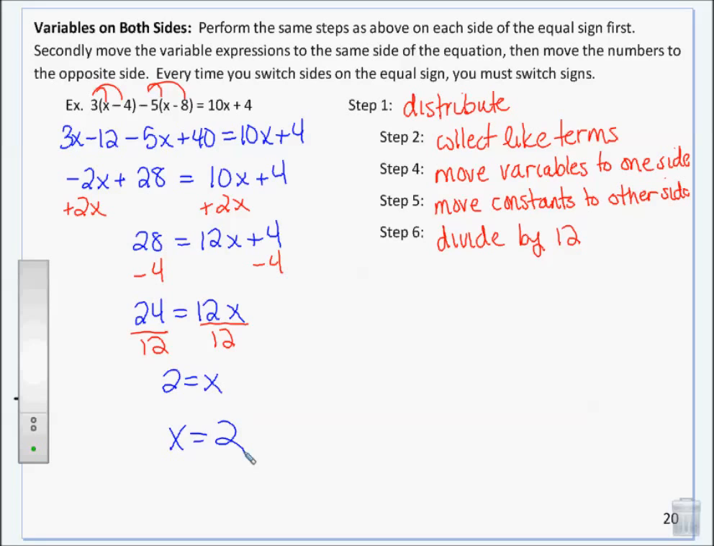Yes? Why was the 40 positive? Negative 5 times the negative 8. That's a negative 8? Yeah, I know it turned out really small. I apologize for that. That was a negative. If that's confusing, sorry about that. Yeah, so the 2 negatives gave me the positive. Good question, though. Thank you.